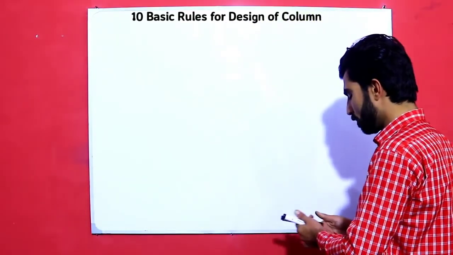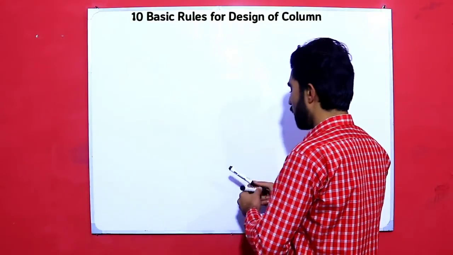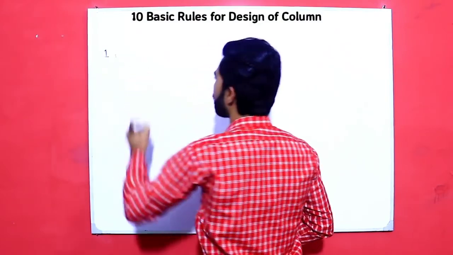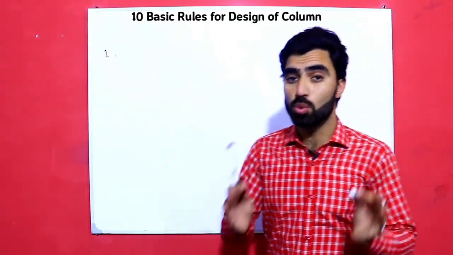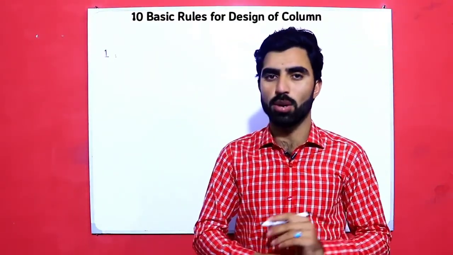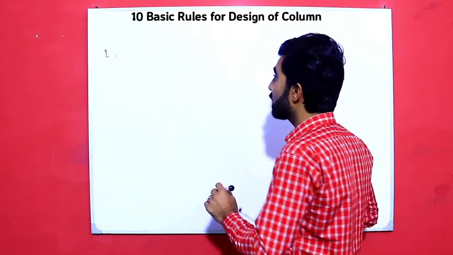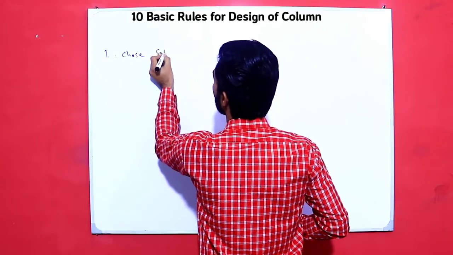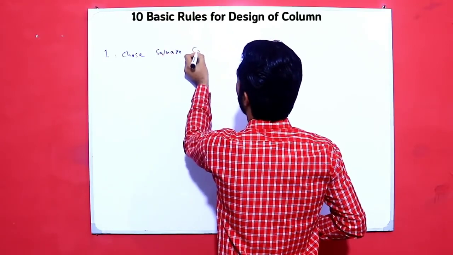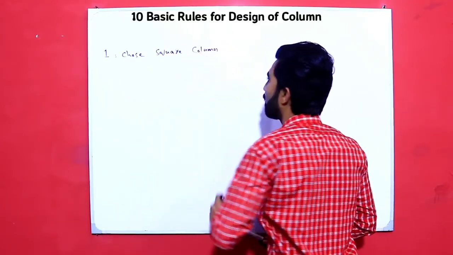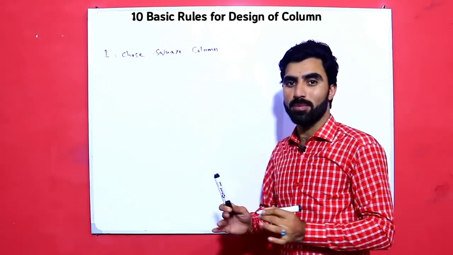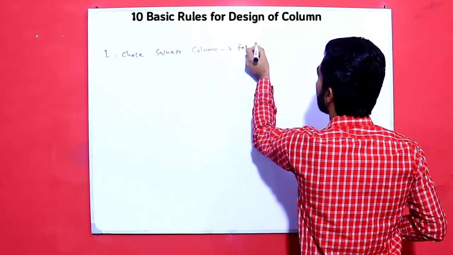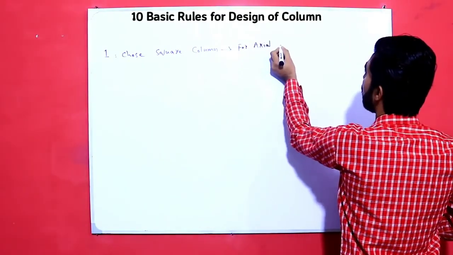Let's start guys. The topic is 10 basic rules for design of column. Guys, the first one is, as you know, we have square column especially and rectangular column. So I will tell you guys, choose square column. Why choose square column? Choose square column for axial load.